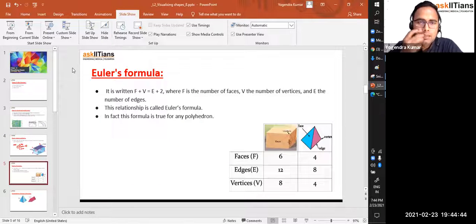You can see here it is written that F plus V is equal to E plus 2. This is Euler's formula, right? Where F is the number of faces, V is the number of vertices, and E is the number of edges. This relationship is called Euler's formula. And in fact, this formula is true for any polyhedron, right? So whatever shapes we have seen so far are polyhedra, and we need to remember this formula. Obviously convex ones, okay. You got it, right? This is true for any polyhedron.